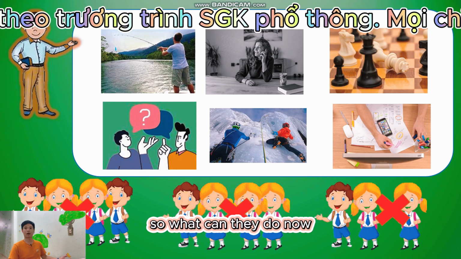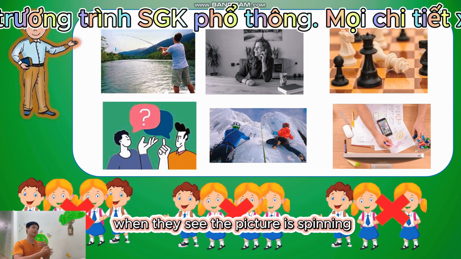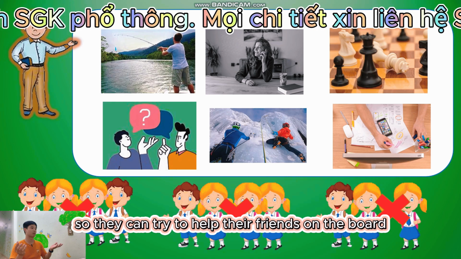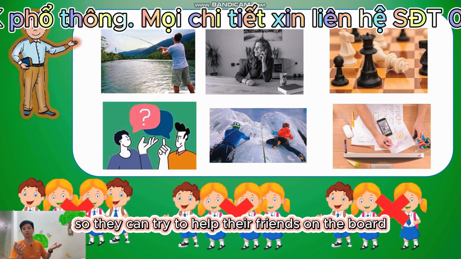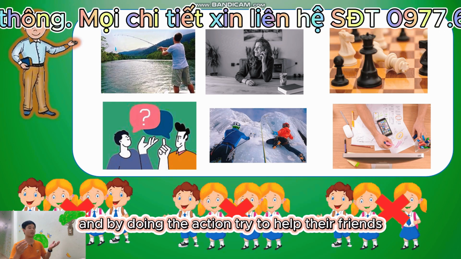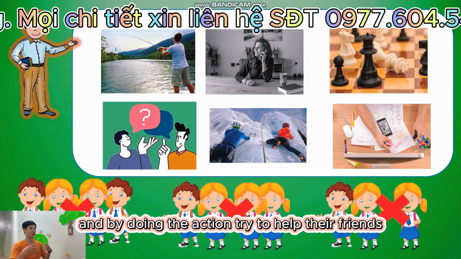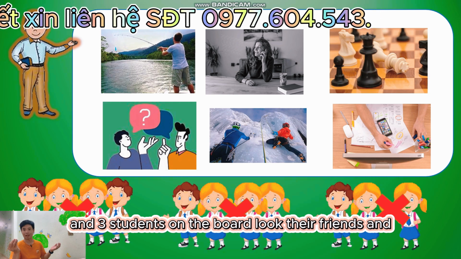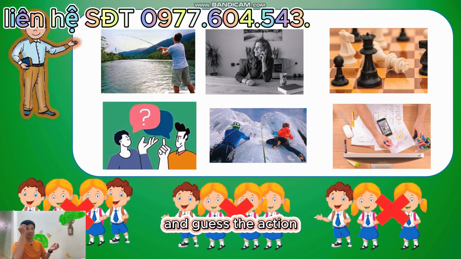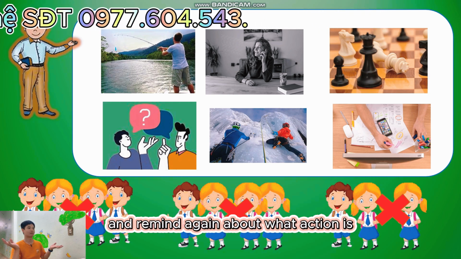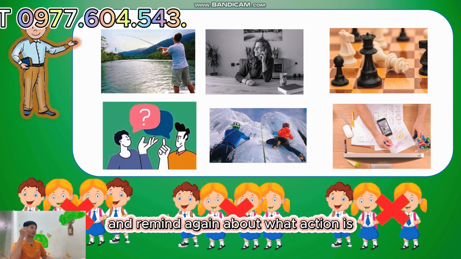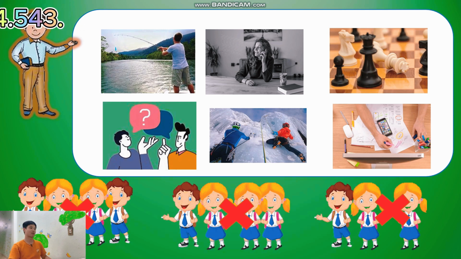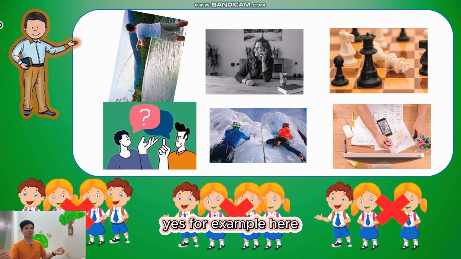So what can they do now? When they see the picture is spinning, they can try to help their friends on the board by doing the action. Yeah, and the 3 students on the board again look at their friends and guess the action, and remind again about what action is being talked about, which activities. Again, for example here.